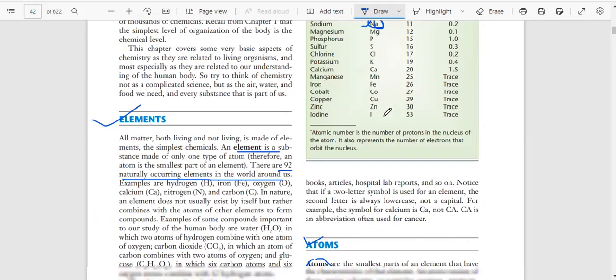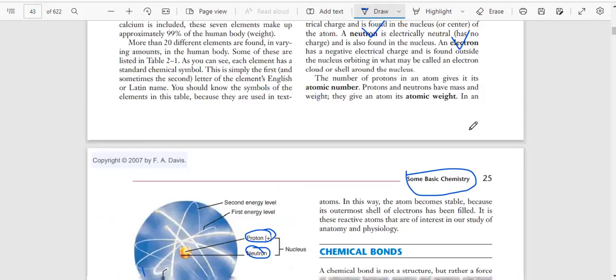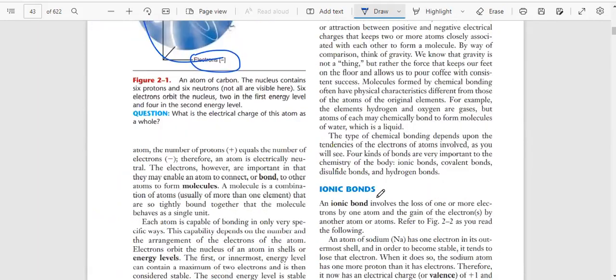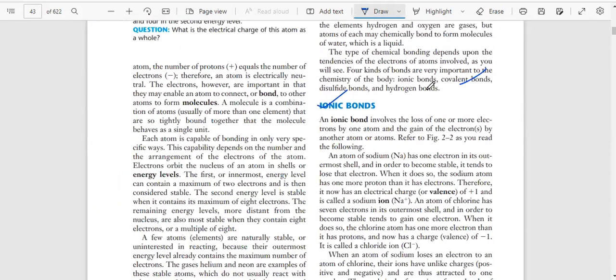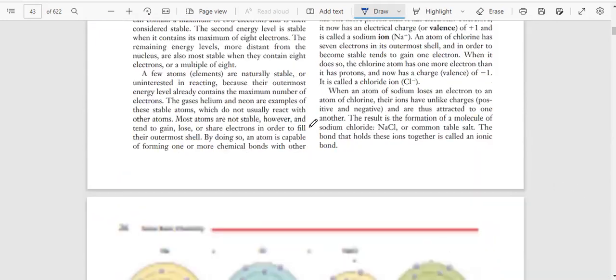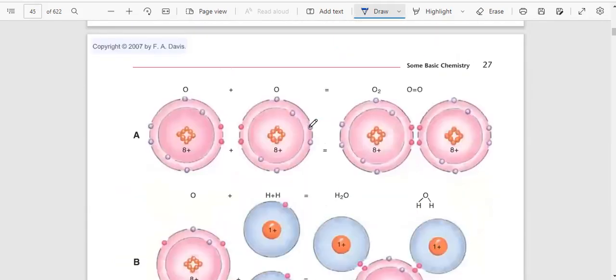then the two elements attach to each other, and they will form ionic or chemical bonds. So what are the types of bonds? We studied in the last class that there are ionic bond, covalent bond, disulfide bond, and hydrogen bond. In the last class, we studied ionic bond and covalent bond. Now we will talk about disulfide bond. If there is confusion, you can watch the video of the last class.